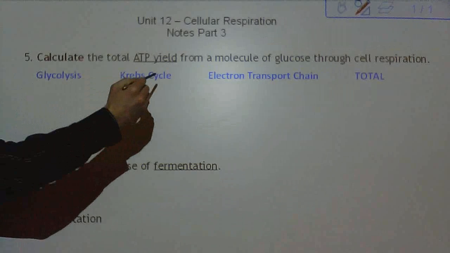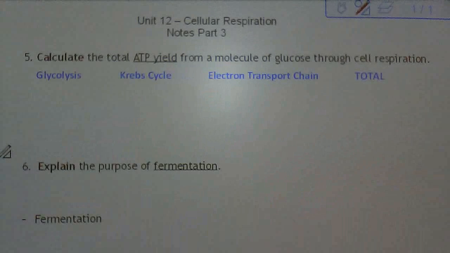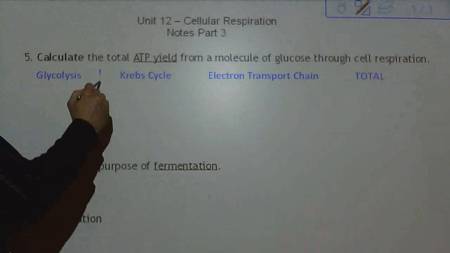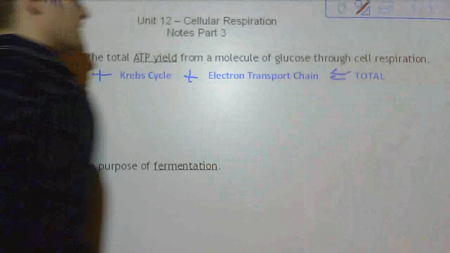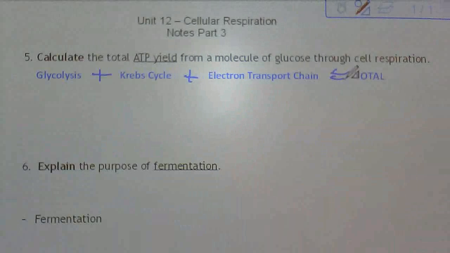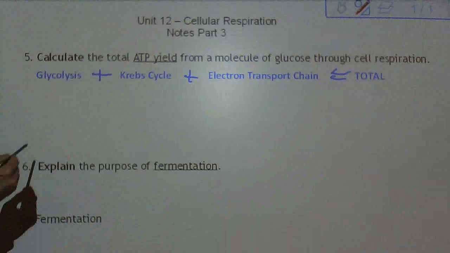So across the top here under number 5, make sure you have these things written down: glycolysis, Krebs cycle, if you want to abbreviate, ETC, and then our total. And if you want, also use some mathematical symbols. We're going to add all of these up, total ATP, so we can start to make a little bit more sense out of this unit.